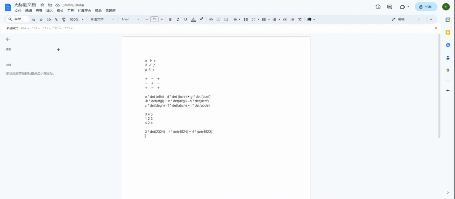So in this case, let's try to calculate it. 3 times, using the formula for calculating a 2x2 matrix determinant, which is AD minus BC. So in this case, it is going to be 4 times 3 minus 2 times 5, which is equal to 3 times 2 minus 1 times 6 plus 4 times 2, which is equal to 8. And that is going to be our final answer.